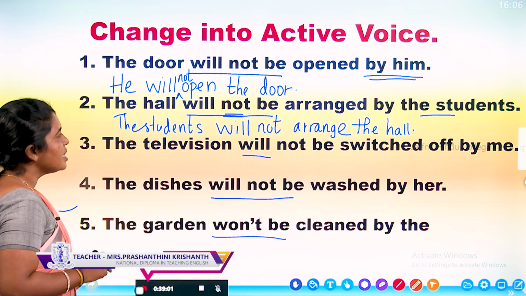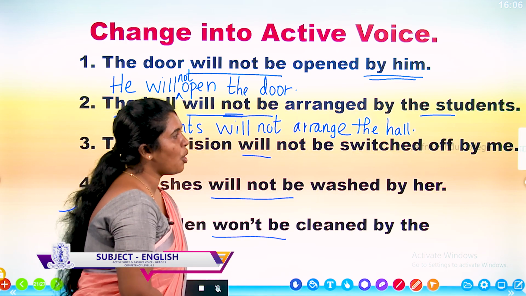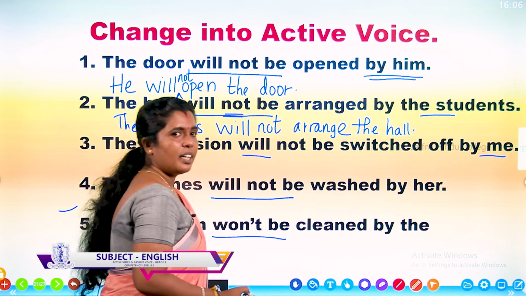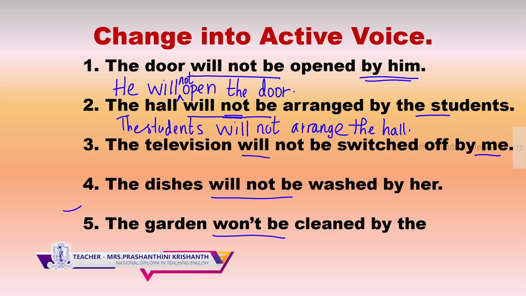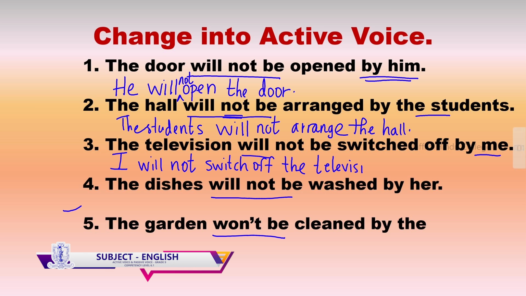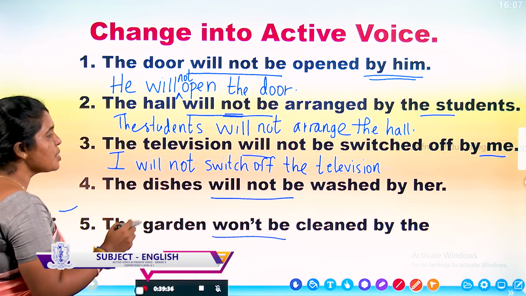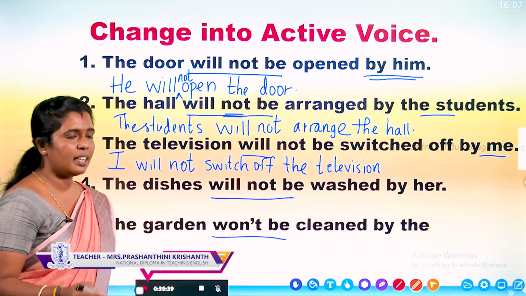Number 3, the television will not be switched off by me. So me is the doer. It means I will not. What is the verb here? Switch off. I will not switch off the television. Clear?